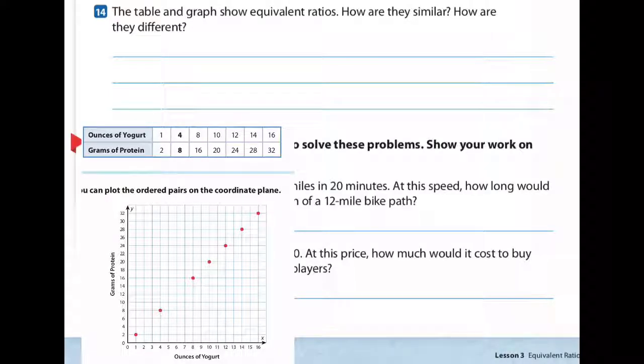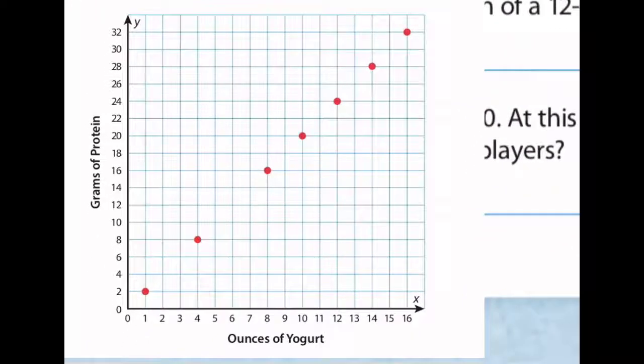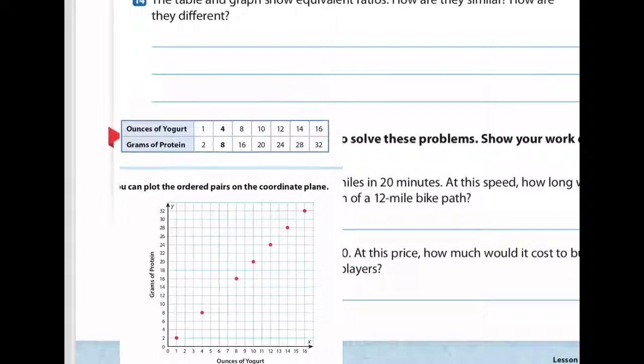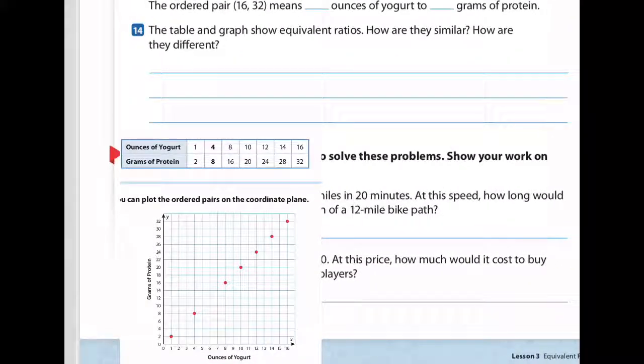So when I'm looking at a way they are similar, here's what I notice. Both of them can give me the grams of protein for each ounce of yogurt. Because take a look here. 1 ounce of yogurt is 2 grams of protein, right? Now I can figure that out down here. 1 ounce of yogurt is 2 grams of protein. So they both give me that same information.